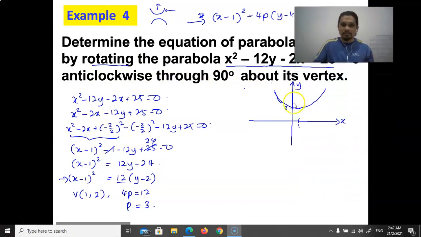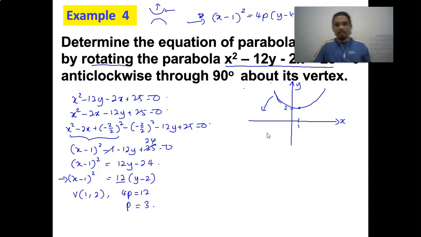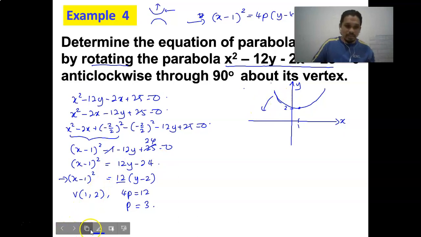Okay, meaning this is the parabola and this is the vertex. So from here we rotate it 90 degrees. So this parabola rotates 90 degrees, and you can imagine it here, maybe something like this.